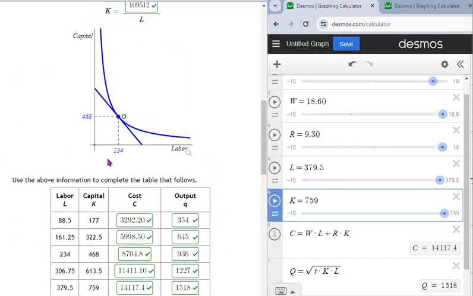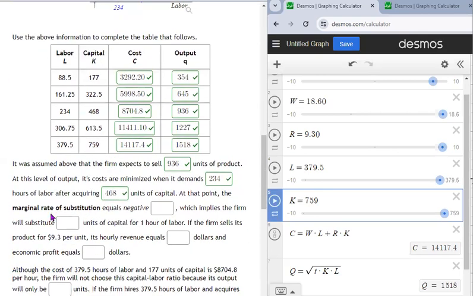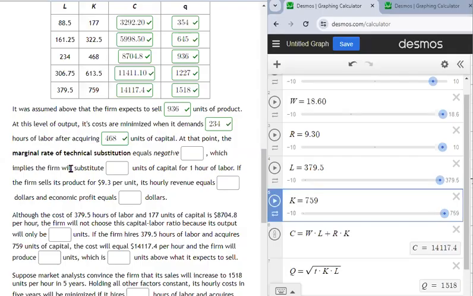Now, the marginal rate of technical substitution, hang on, I got to fix this. I inserted this word technical. So the marginal rate of technical substitution, this is analogous to the marginal rate of substitution in utility theory. The marginal rate of technical substitution equals what?